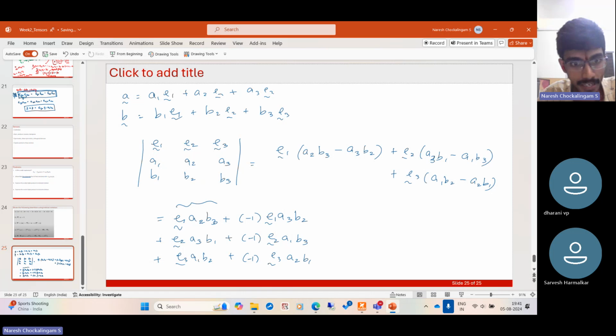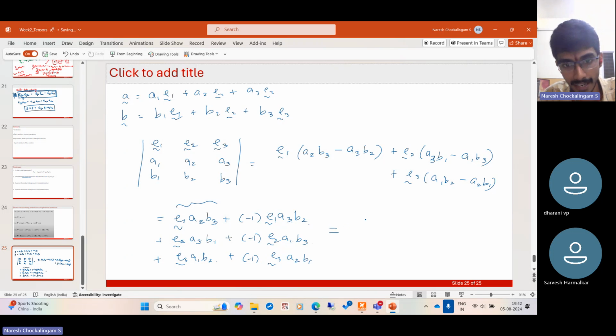these are all the positive permutations, right? It's 1, 2, 3, 2, 3, 1, 3, 1, 2. These are the negative permutations 1, 3, 2, 2, 1, 3, 3, 2, 1. And in none of these cases is any of the indices repeated, right? Everywhere it's either 1, 2, 3, 2, 3, 1, 3, 1, 2. There's nothing like 1, 1, 2, 1, 2, 2, things like that repeated.